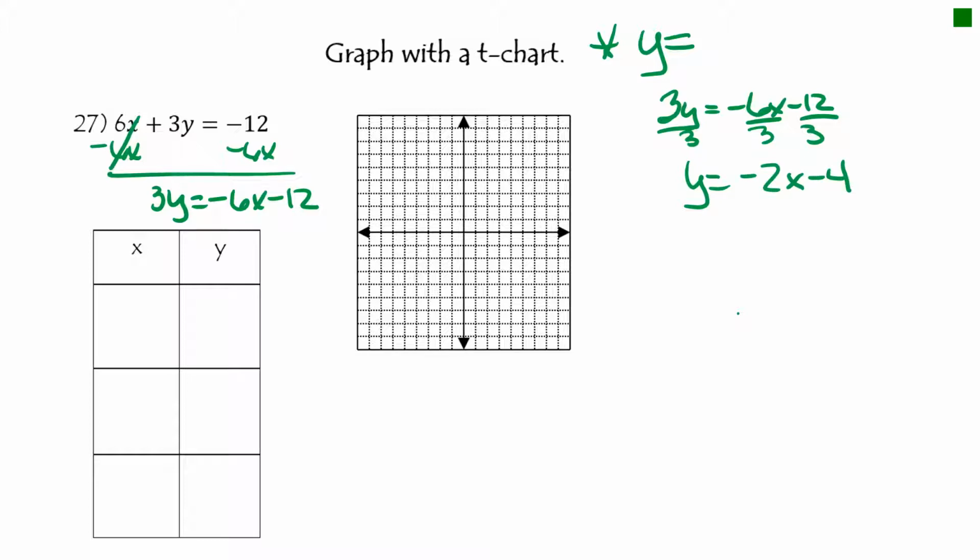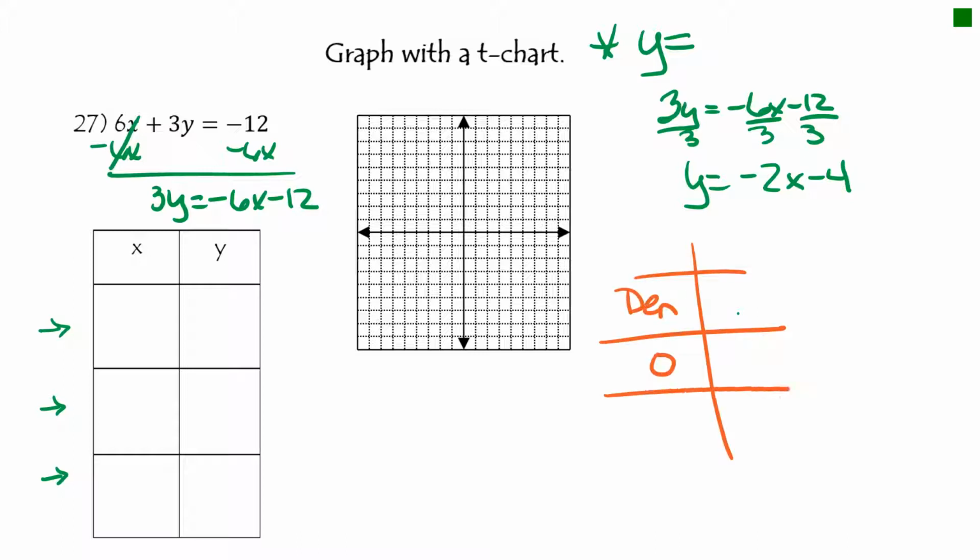Now, a lot of you are going, all right, I'm going to use slope-intercept. You're going to lose 3 points because you're going to get a point for this point, a point for that one, and a point for that one. So if all you do is get the graph, you're going to get 1 out of 4 points. That's 25%, people. Not good, not good. Okay, what goes in for x? Remember, your x values are always the denominator, 0, and the opposite of the denominator. So what's my denominator here? 1. So I'm going to use 1, 0, and negative 1.